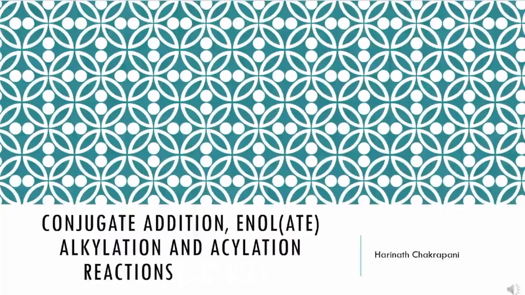Okay, so welcome back. In the next lecture, we're going to look very closely at three important reactions. The first reaction is a conjugate addition, which I think several of you might have already been exposed to. The second reaction we're going to look at is enolate alkylation. In passing, we have looked at it in some examples, but we'll look at a few more examples. And lastly, we'll look at acylation reactions. So let's start with the first reaction, which is the conjugate addition.